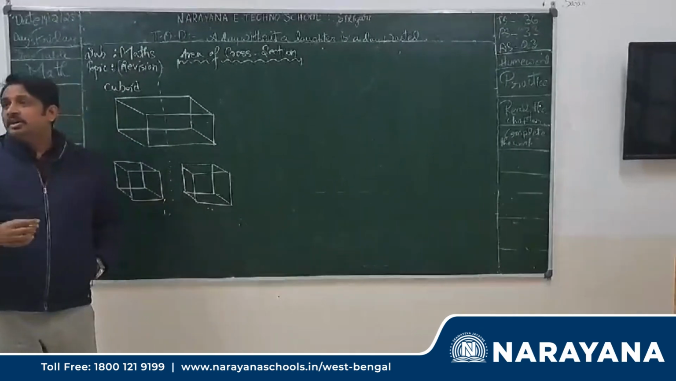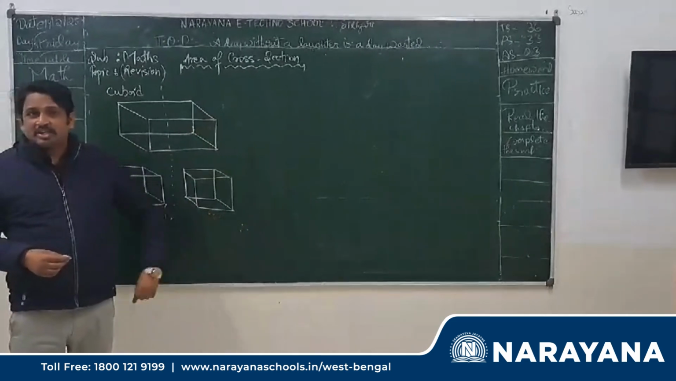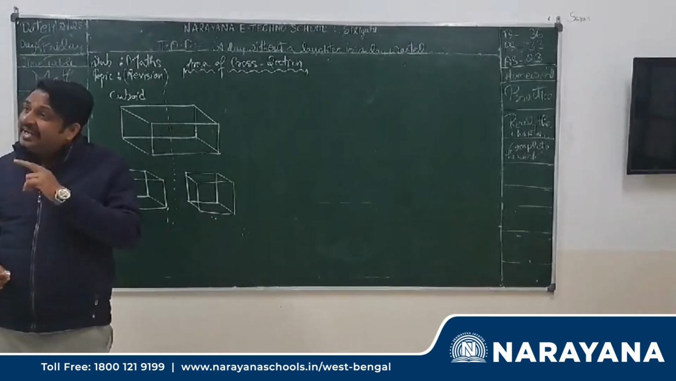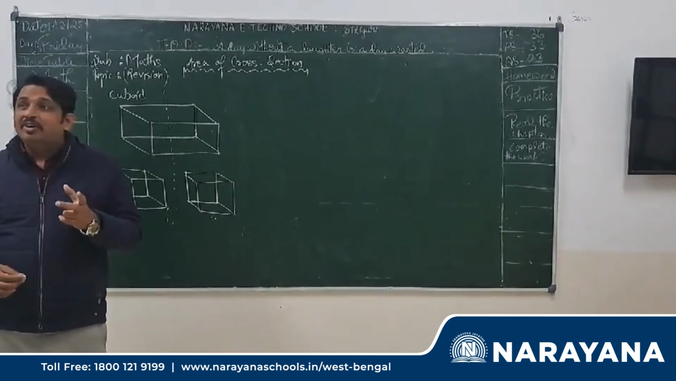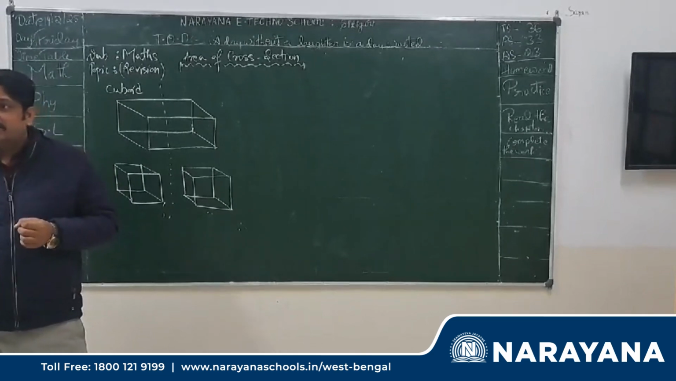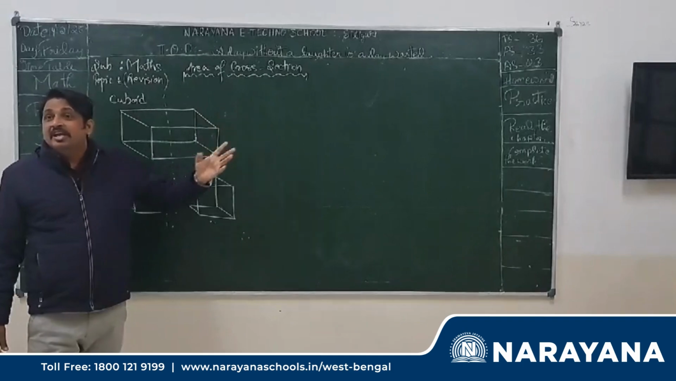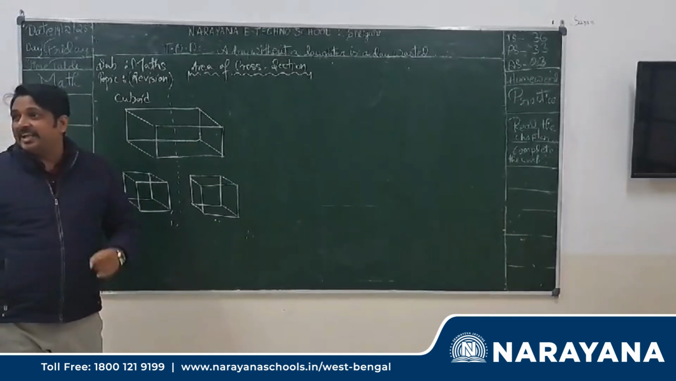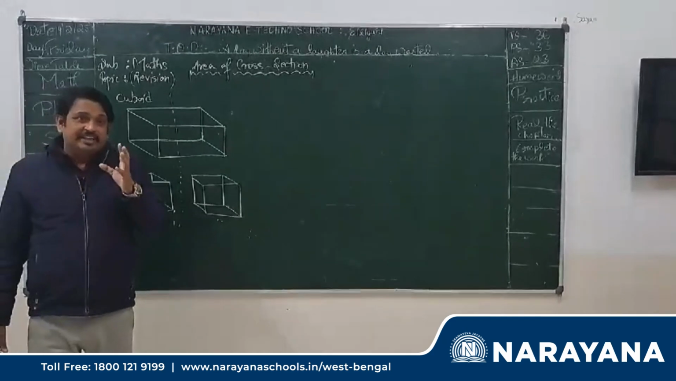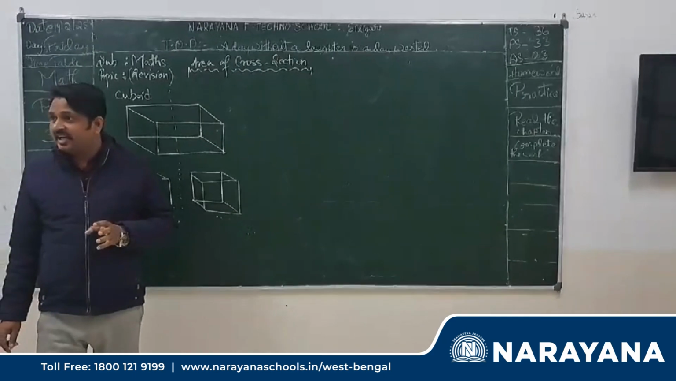Okay, students. Today we will discuss area of cross section. So what is actually a cross section? Cross section means the ends of 3D figures or 3D objects. Clear? Ends. So when we talk about area of cross section, we mean the area of its ends. Whatever 3D figures or objects we have, the area at its ends. Clear?